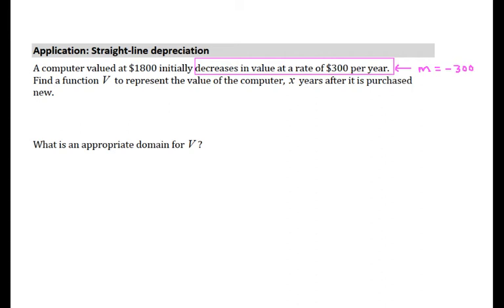We're also told that this computer is valued at $1,800 initially. That initial value, that's when we're starting out, right? If x is the number of years after it's purchased, this is when x equals 0. Which tells us that what we're really given here is the y-intercept. So the b is equal to 1,800.